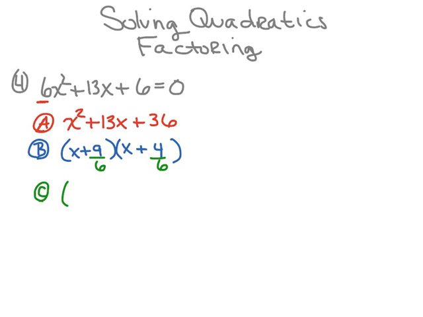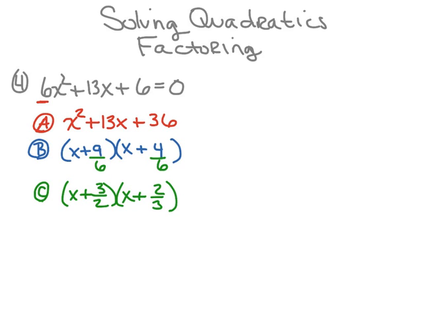Now notice how that fraction can be reduced. 9 over 6 can be reduced to 3 over 2. Same thing with 4 over 6. 4 over 6 can also be reduced to 2/3.